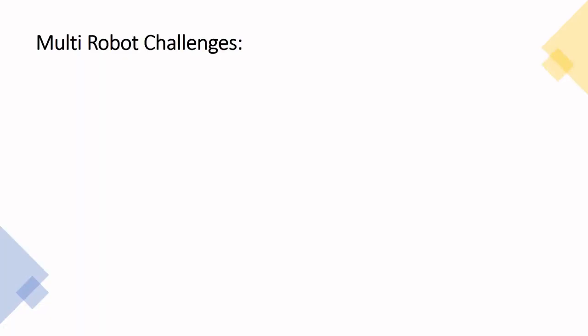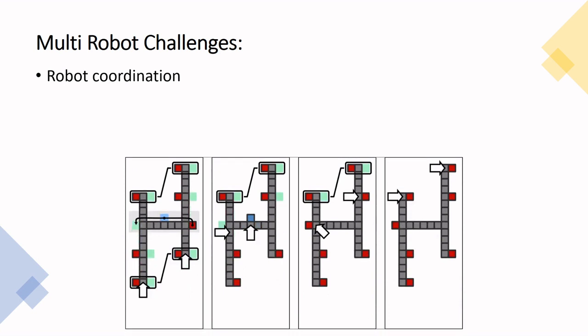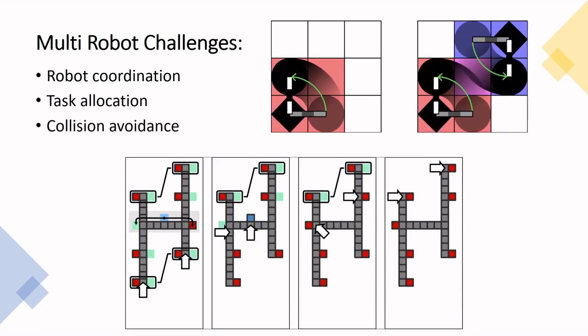While using multiple robots allows for a decrease in time required to build a structure, it does come with its own challenges like robot coordination, task allocation, and collision avoidance. In order to plan paths for all robots, we implement a decoupled variation of the A* algorithm.